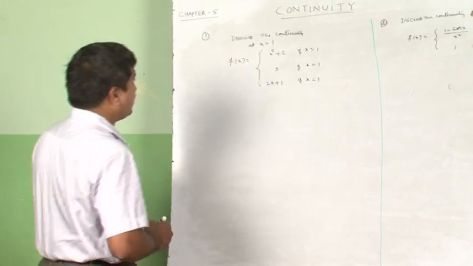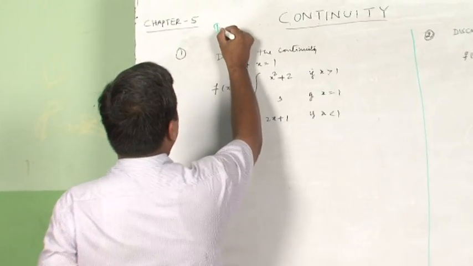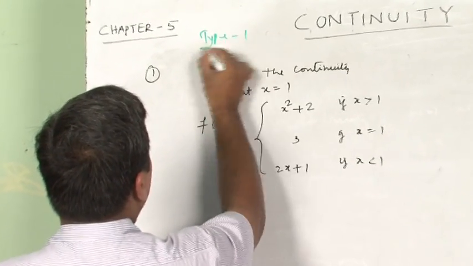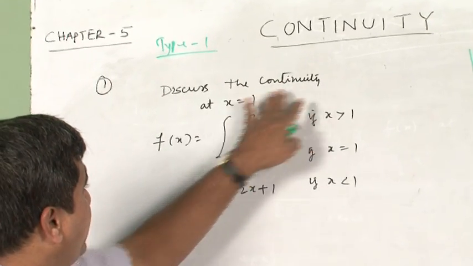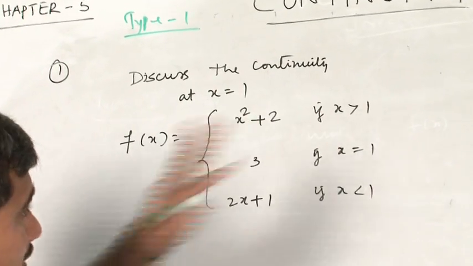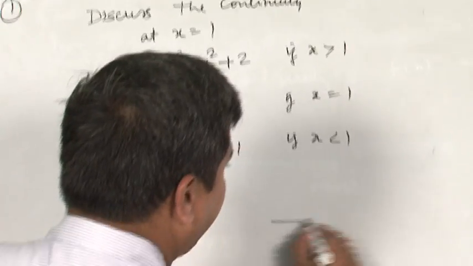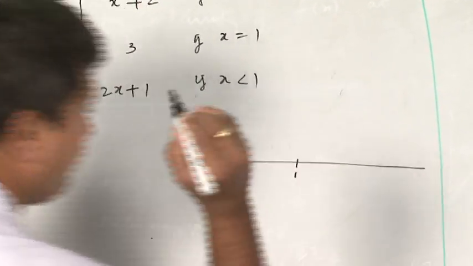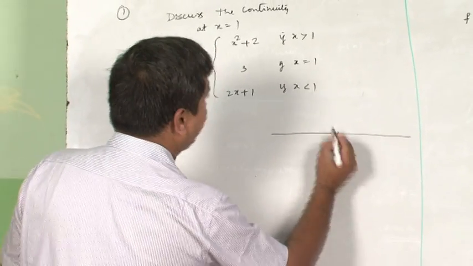Well, dear students, as I told you, we will now be discussing type 1 problems. I have taken here 2 problems from type 1, wherein I would be discussing the continuity of the function at x is equal to 1. First of all, I will take the point where I am supposed to verify the continuity. The graphical representation speaks very clearly that 1 is the point where I am supposed to verify the continuity.